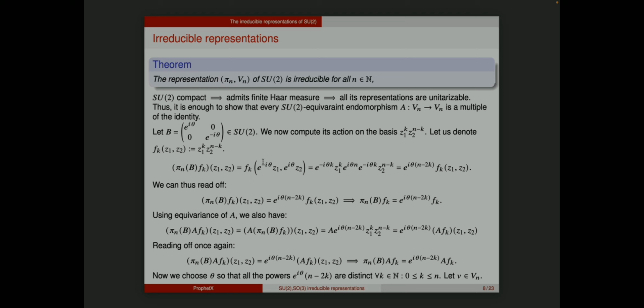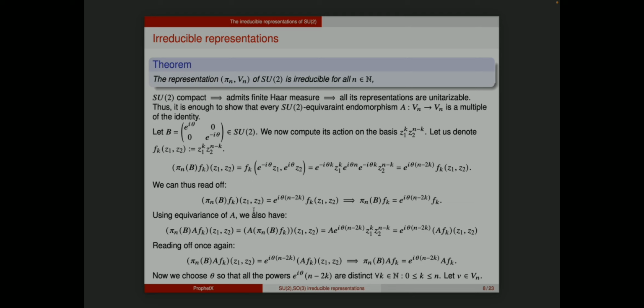Okay, so here we compute the action, and this is just by the definition, and then we plug in what it means to be Fk of this guy. And this means simply that we take this guy to the power of k and this guy to the power of n minus k. That's what we have here. And after rearranging this equation, we get to the last part. And thus, because Z1 and Z2 are arbitrary, we can read off that pi n of b applied to the basis is e to the I theta n minus 2k applied to the basis.